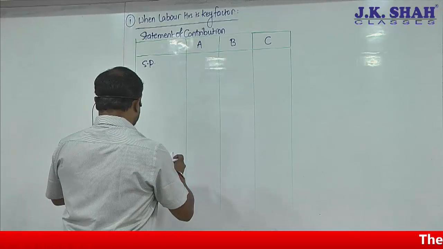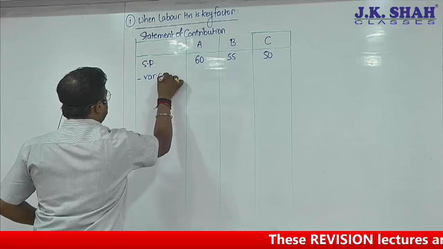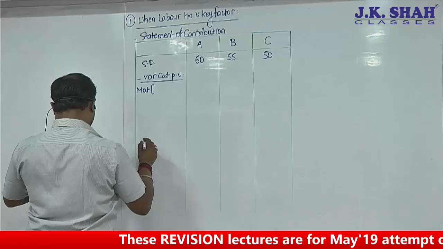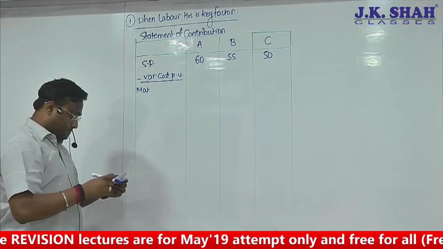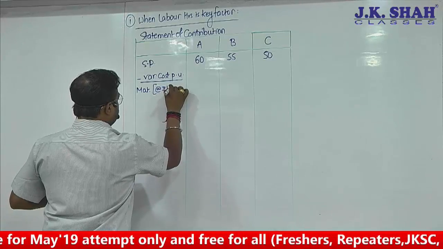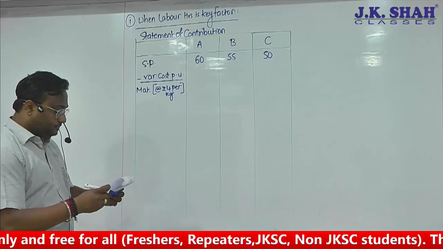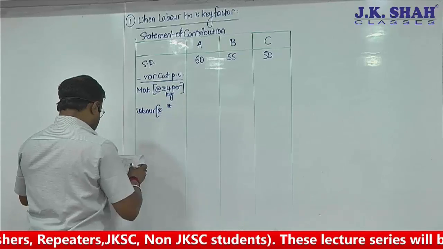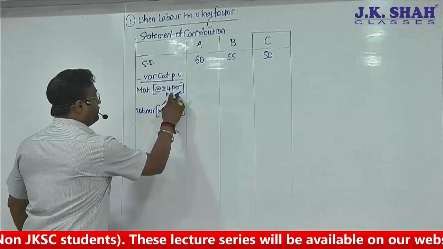I think we have the selling prices available: 60, 55, 50. And then I will subtract the variable cost per unit. In variable cost, I have material, where the consumption and price both are given to me in the question. Material cost per kg is 4. Then I'll go for labor. Labor rate is 2 rupees per hour.